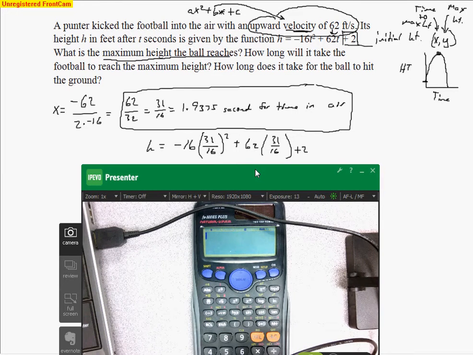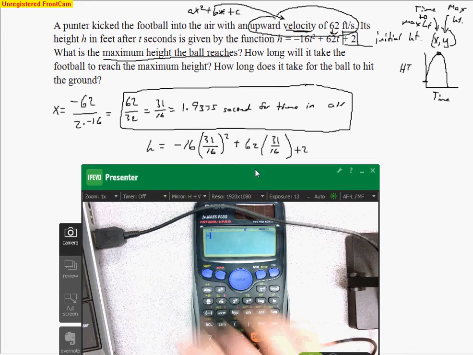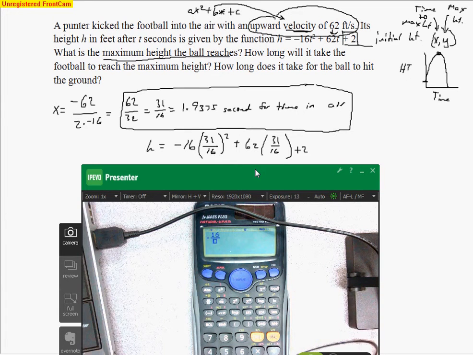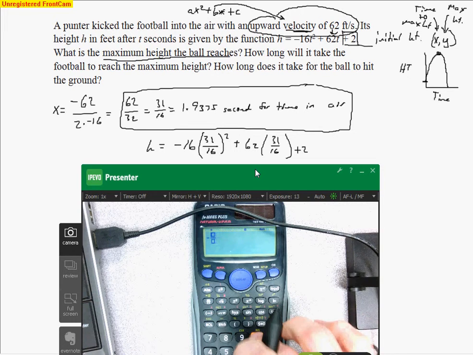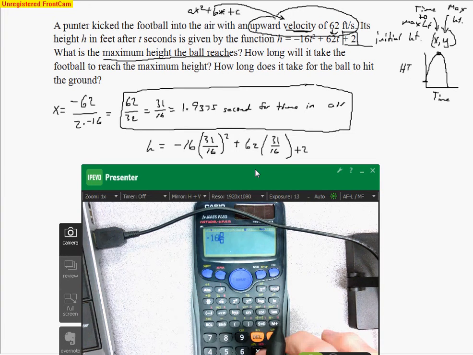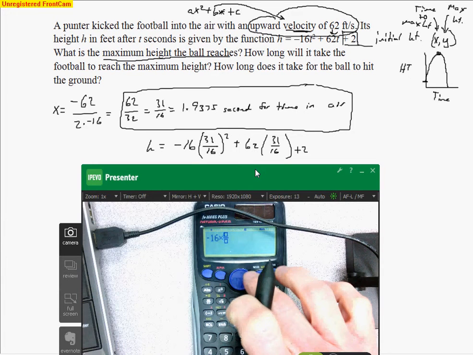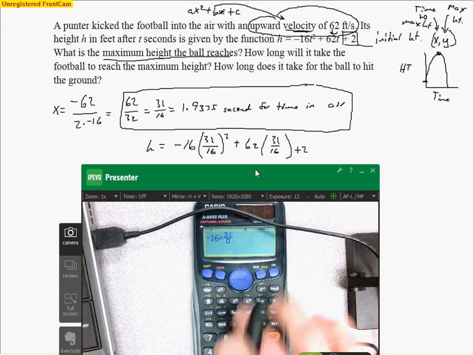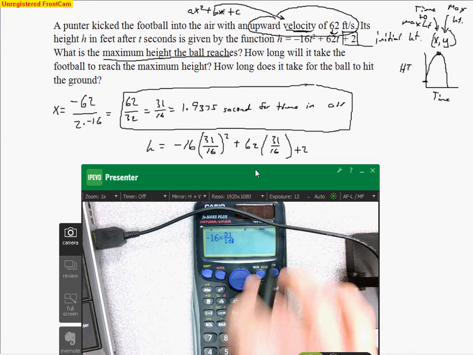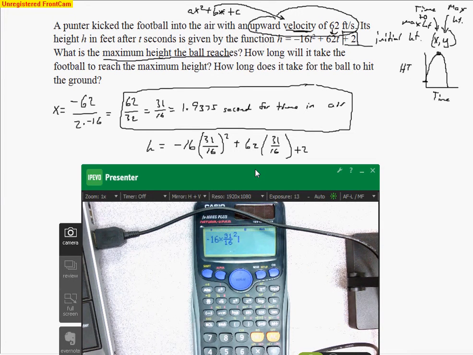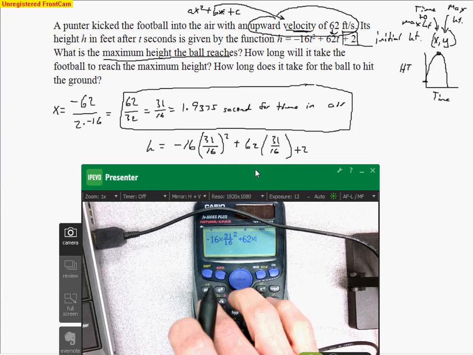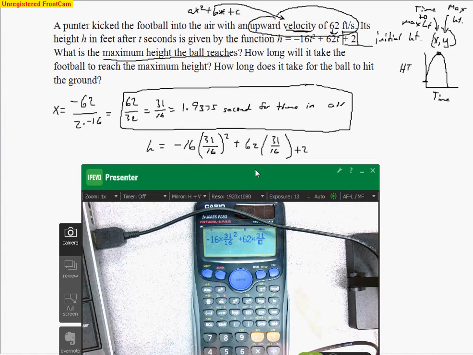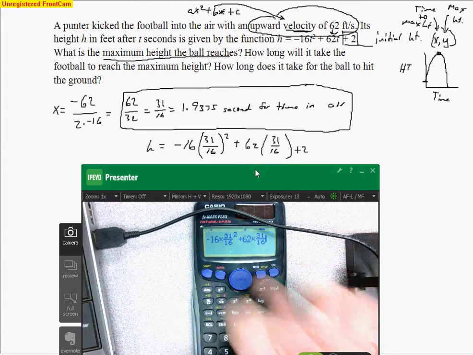So I'm going to go ahead and plug in negative 16. Then I use that fraction button. Actually I need to get rid of the fraction first, so I'm going to put the 16 here. You don't even need to put the multiplication sign, it already knows that, but we'll go ahead and put it in there. Then I'll enter 31 over 16, and I'm going to square that answer. So that's going to be squared, and then we'll write in plus, and then do the same thing for the next one. So 62 times the fraction 31 over 16, and then plus 2.